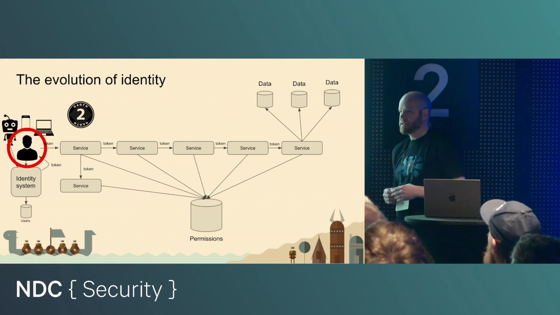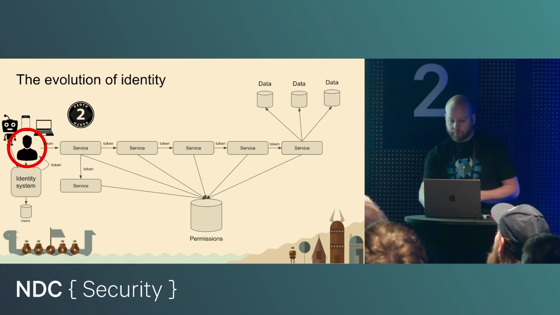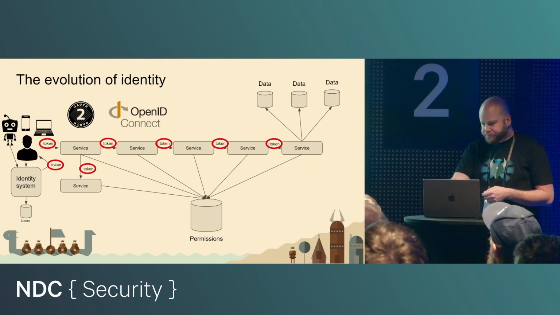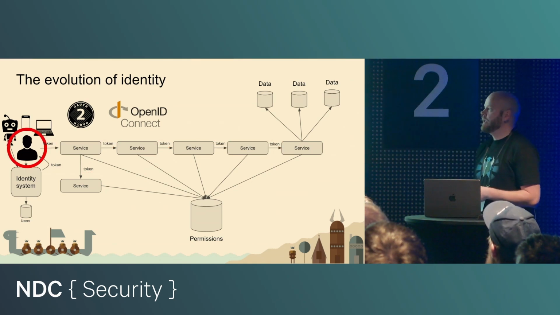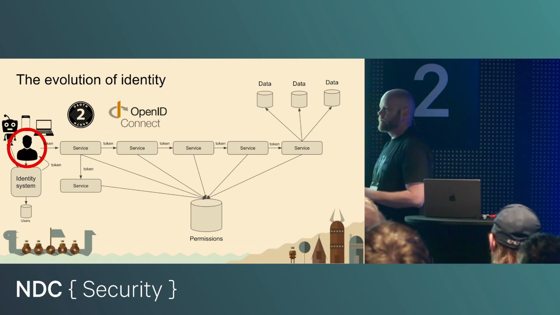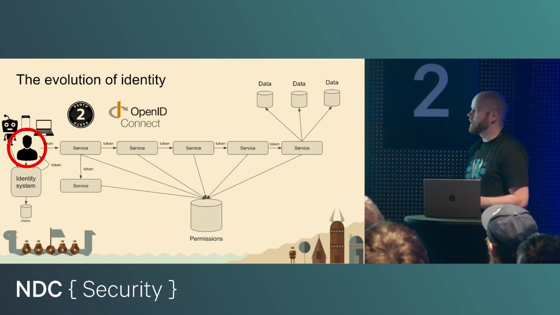Another thing OAuth doesn't say much about is, who is this fella? So OpenID Connect added an identity layer on top of OAuth, providing things like, here are some standard claims that we can expect to find on a user: email address, phone number, whatnot.